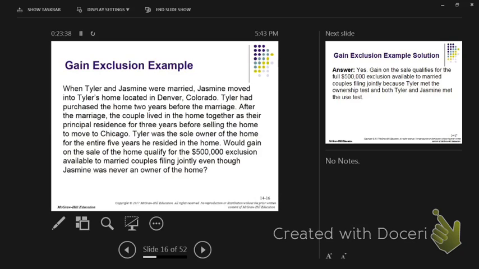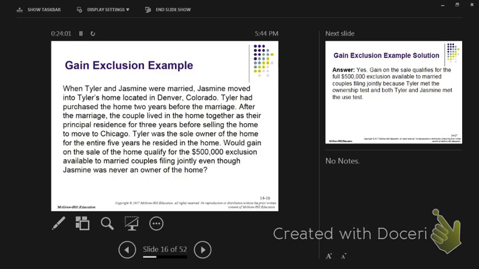So here's an example. Tyler and Jasmine are married. Jasmine moved into Tyler's home located in Colorado. Tyler purchased the house 2 years before they were married. After the marriage, they lived in the home together as a principal residence for 3 years before selling the home and moving to Chicago. Tyler was the sole owner of the home for the entire 5 years.